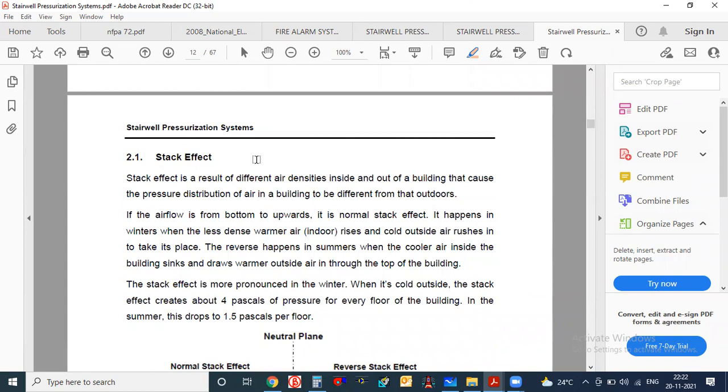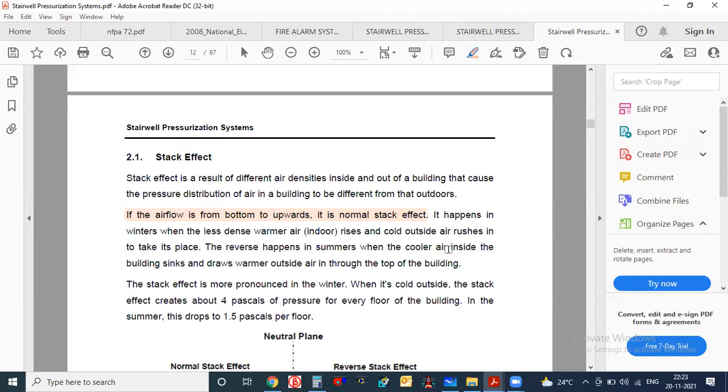Stack effect is a result of different air densities inside and outside of the building that causes the pressure distribution of air. If the air flow is from bottom to upward, it is normal stack. Okay, this point is also important. It happens in winter when the less dense warmer air rises and cold outside air rushes in to take its place. The reverse happens in summer when the cooler air inside the building sinks and draws warmer air in through the top of the building.